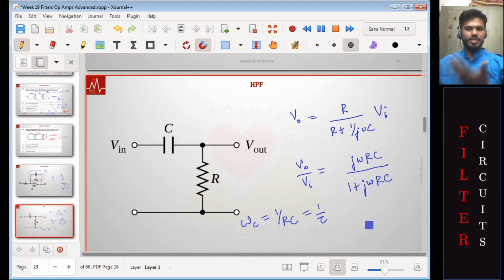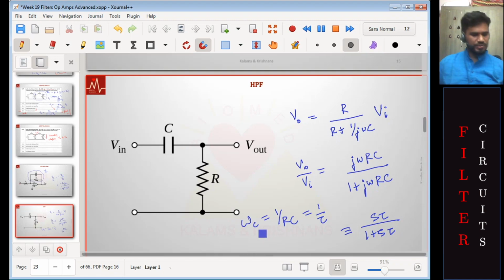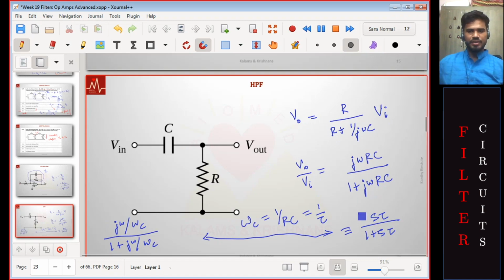By matching it with the standard form, that is s tau by 1 plus s tau, or in frequency this is known as j omega by omega C. This is a standard form, j omega by omega C by 1 plus j omega by omega C. The static gain right now is a constant. If there is a K in this particular case, K is 1.